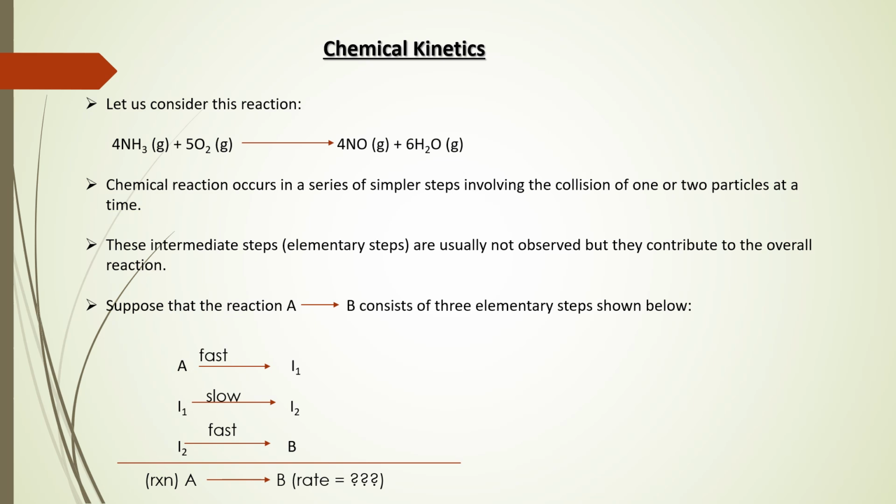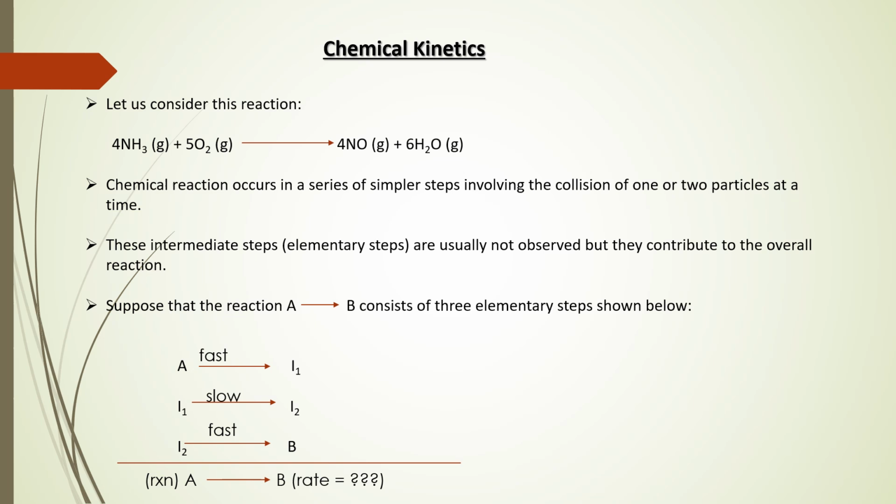To understand chemical kinetics, let us consider this reaction, where 4 molecules of ammonia react with 5 molecules of oxygen and make 4 molecules of nitrogen oxide and 6 molecules of water. A chemical reaction occurs in a series of simpler steps involving the collision of one or two particles at a time. These intermediate steps, which are also called elementary steps, are usually not observed, but they contribute to the overall reaction.